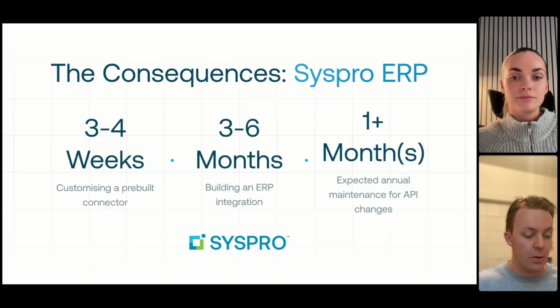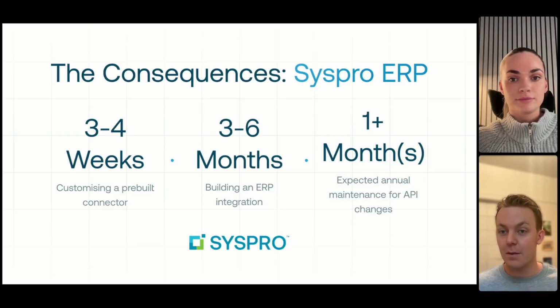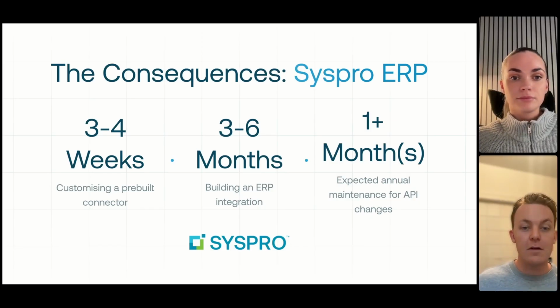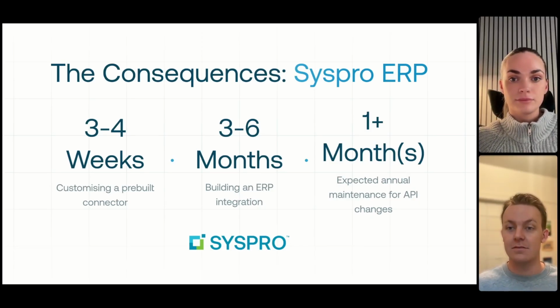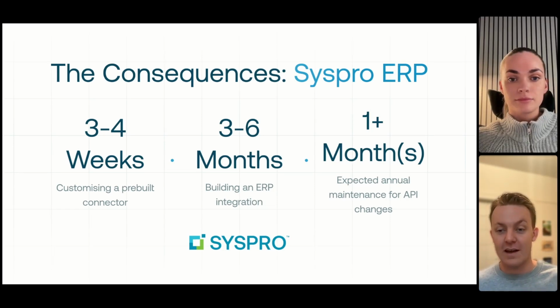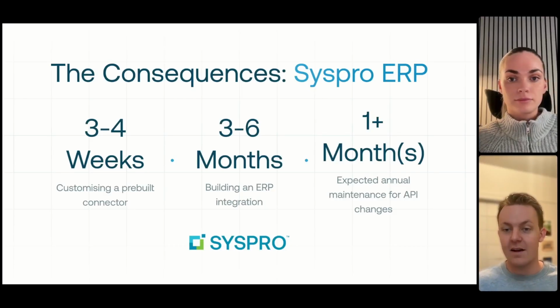So when Cispro approached us, and Cispro is another ERP similar to QAD, their customers had this exact issue. Cispro was spending 3 to 4 weeks customizing a pre-built connector. So they had a standard Cispro connector that they would offer within different workflow tools like Ocado. And the problem was the moment a client wanted their integration to reflect their Cispro instance, they were spending weeks just customizing the connector to make it recognize the API for that particular Cispro instance.